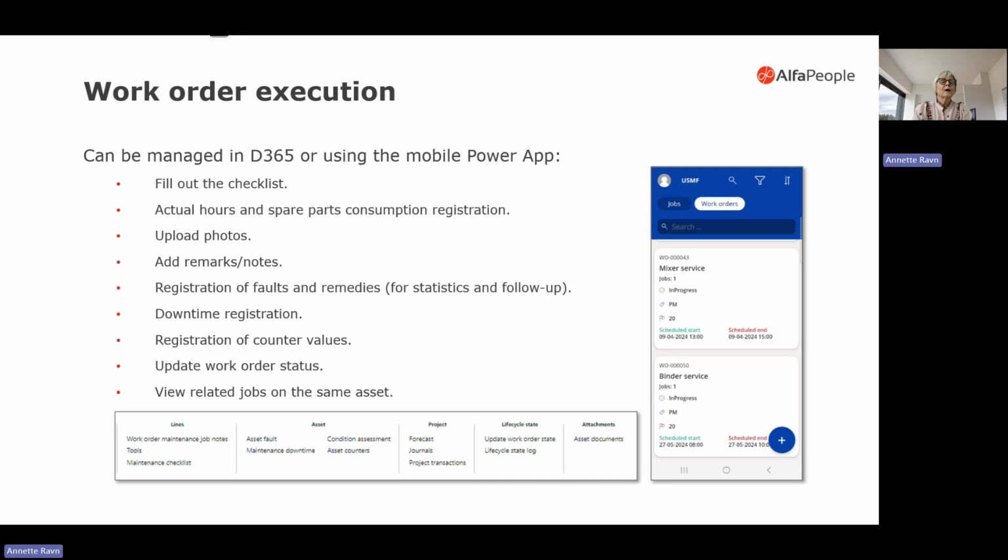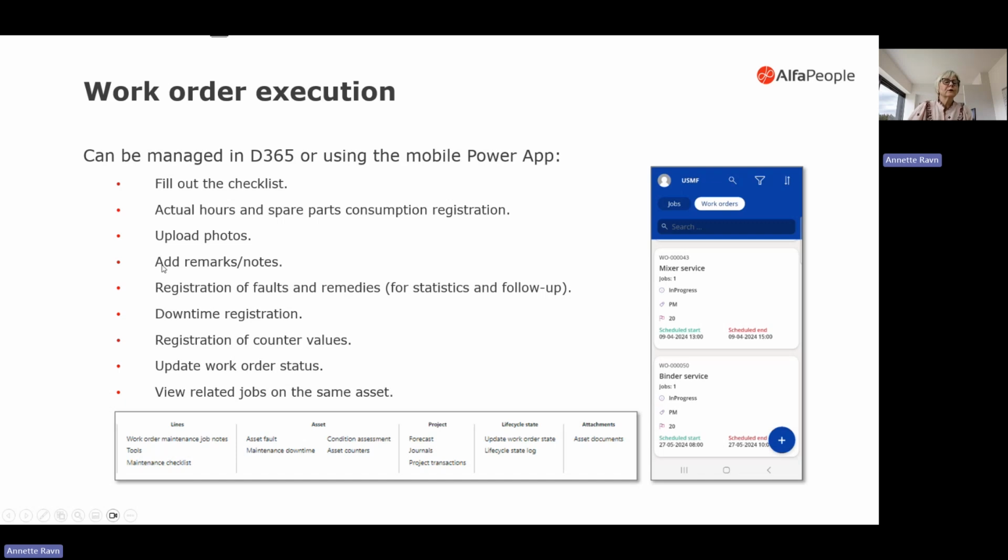You can also update the work order status. The work order status is used to process and say, this is a new work order. Now it's in progress. Now it's completed, or maybe it's on hold. And those statuses are something that you can define yourself, which makes sense in your company.